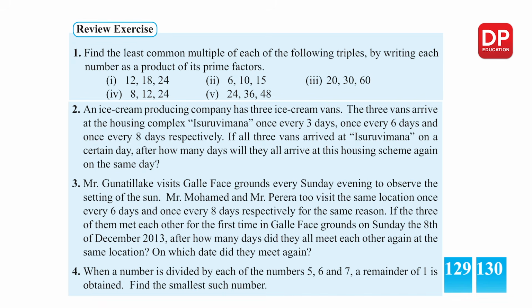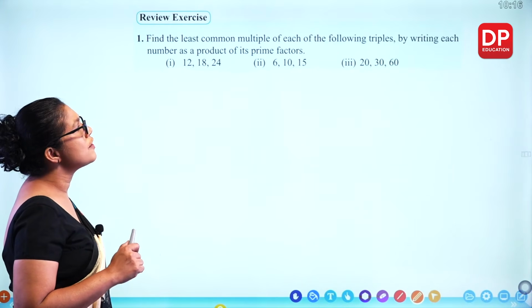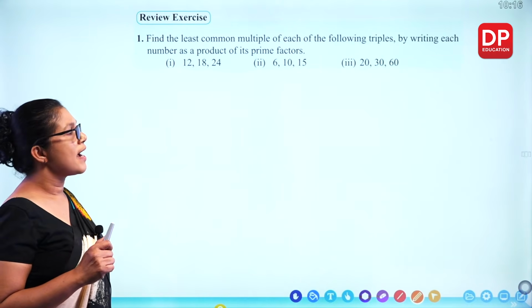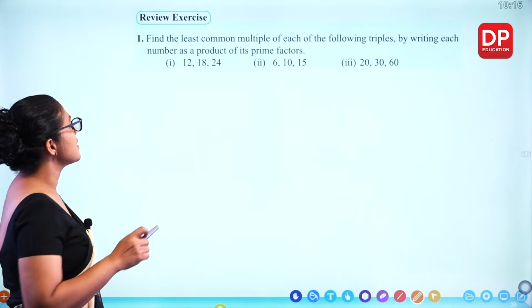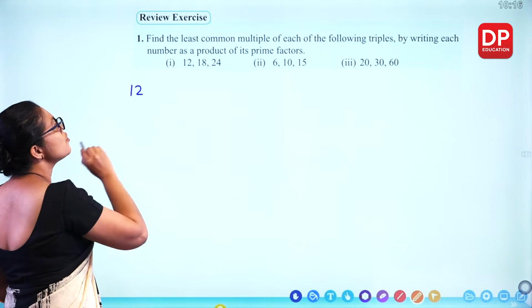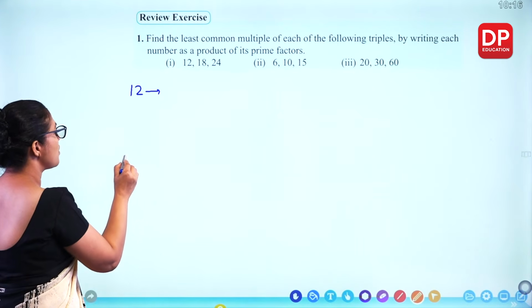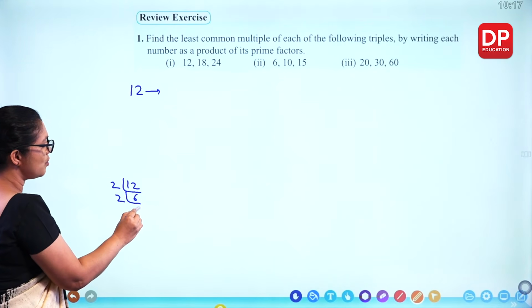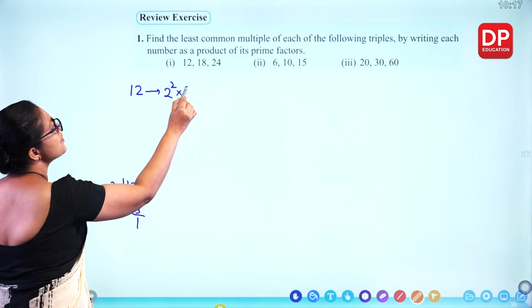Now we'll take the review exercise in your textbook. So in this review exercise, first question, find the least common multiple of each of the following triples by writing each number as a product of its prime factors. So here you have to use the second method that we used, using prime factors. So how do we find prime factors? You write down 12 in terms of prime numbers. So 12 we can divide by 2, divide by 2 again and divide by 3. So you can write 2 to the power 2 times 3.